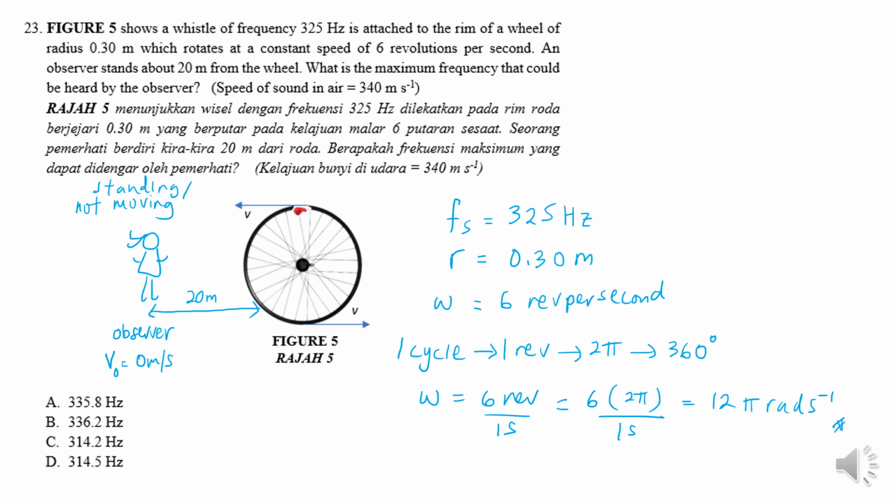What is the maximum frequency that could be heard by the observer? The given speed of sound in air is 340 meters per second. What is the maximum frequency? So what is the maximum frequency?